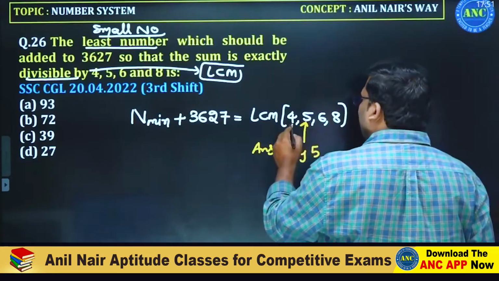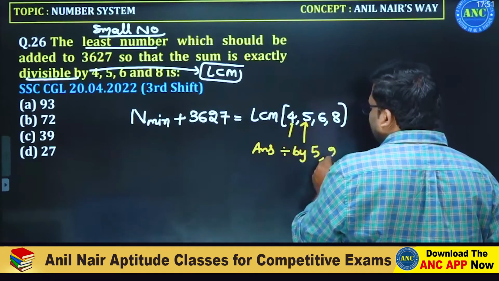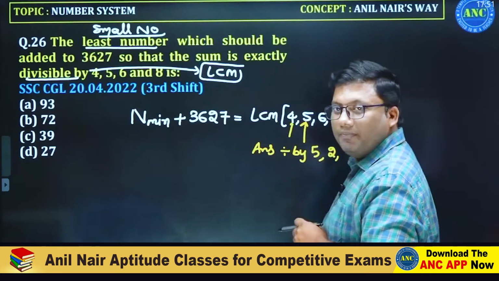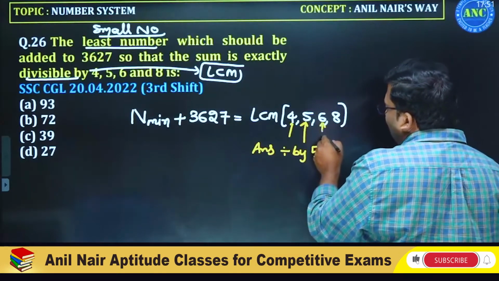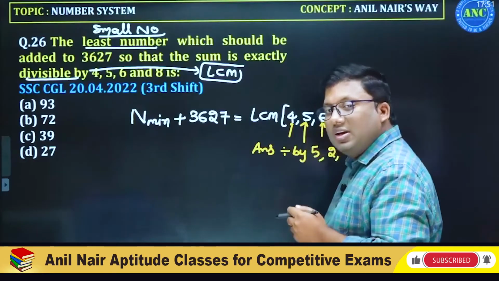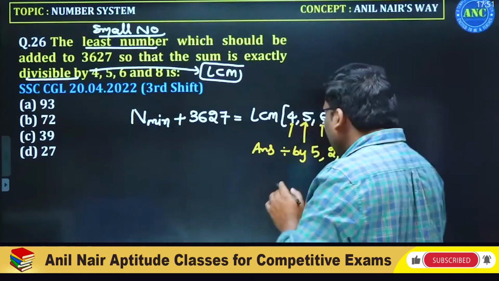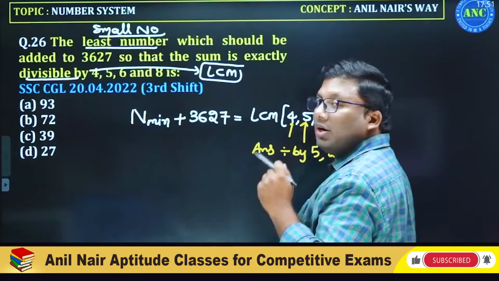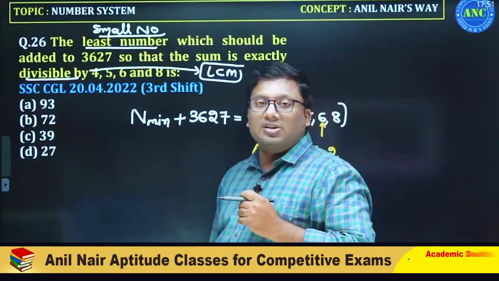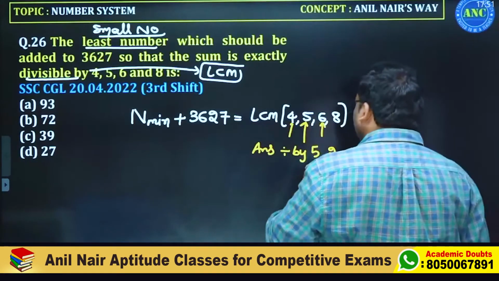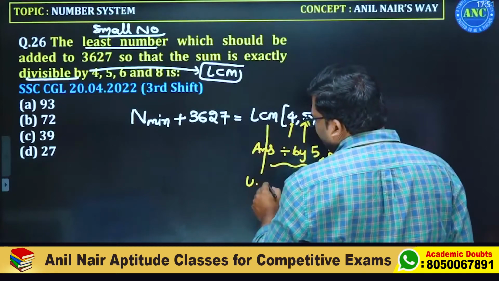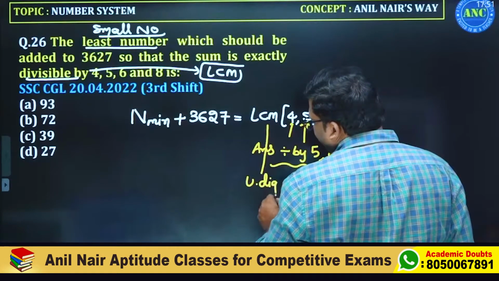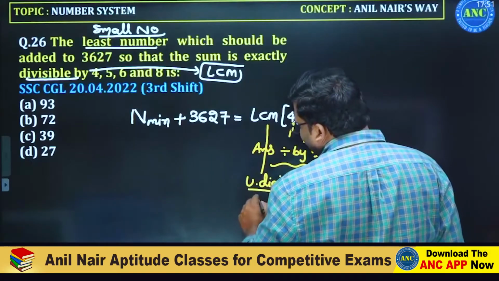Similarly, if an input number is divisible by 2, the answer will be divisible by 2. And if an input number is divisible by 3, the answer will be divisible by 3. 5 into 2 is my main focus point. Why? Because 5 into 2 is 10. So if it is divisible by 10, the right hand side unit digit will be 0.